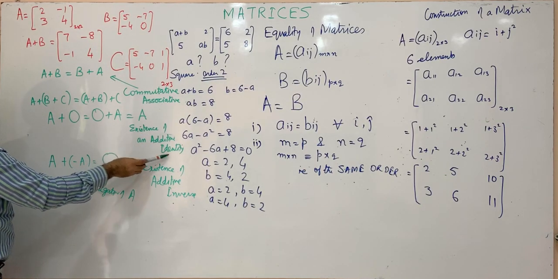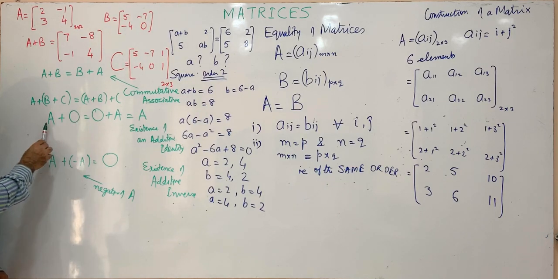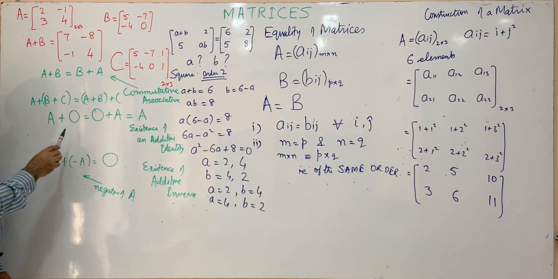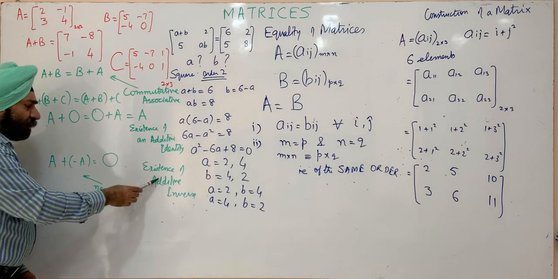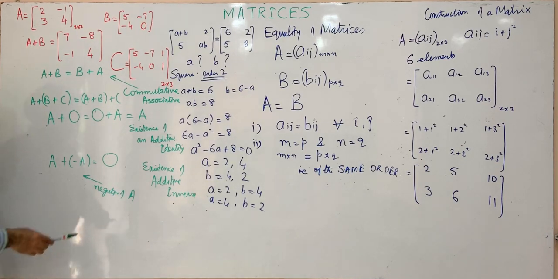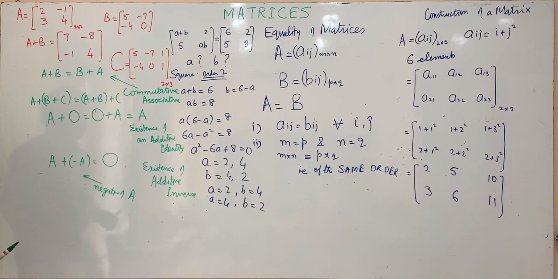So what is additive identity? Additive identity is the null matrix of the same order, the order of matrix A. And what is the existence of additive inverse? Additive inverse is nothing but the negative of A. That means for every matrix A, we can find its negative or additive inverse.